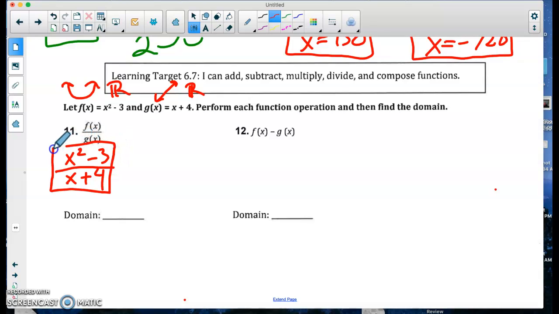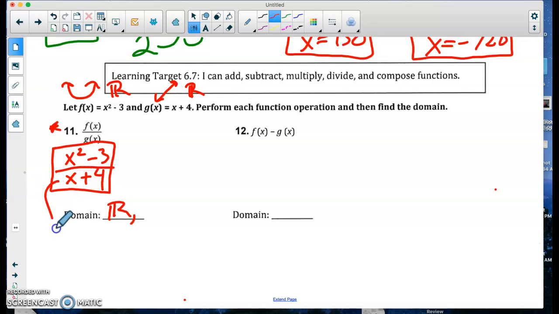And now for our domain, as I said, they both have all real numbers, so we know that's going to be part of our answer. Now this one has something special on it. Whenever you have a fraction, remember we can't have a 0 on the bottom. We can't divide by 0.